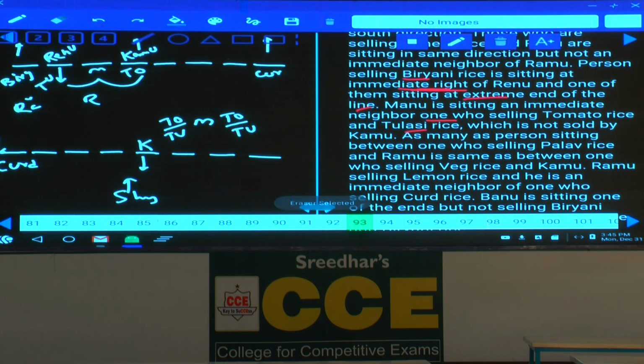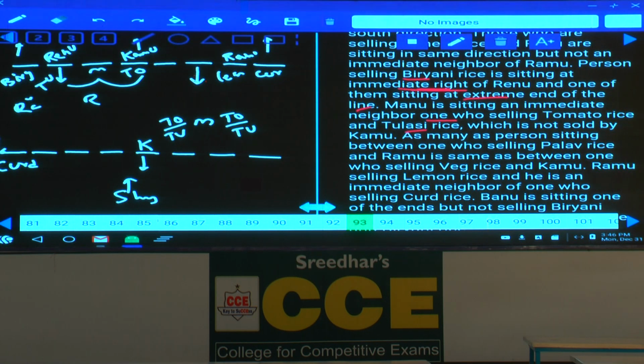Hence this Ramu must be at this place. If Ramu is at this place, which rice is Ramu selling? Lemon rice. Ramu, who is selling lemon rice, is an immediate neighbor of the curd rice seller, and the person who is selling curd rice is facing north. This person must face towards south. Are you following this one or not? Clear? Why? Because except Kamu, the immediate neighbors of the persons are facing opposite directions. Now Ramu's immediate neighbors, these two, are facing towards opposite directions, isn't it?